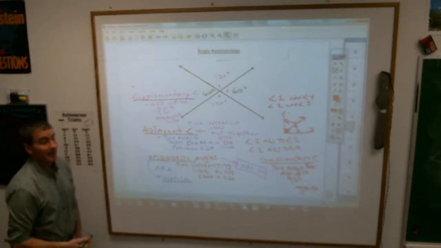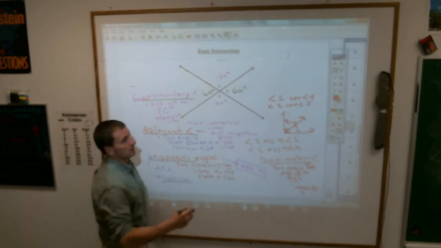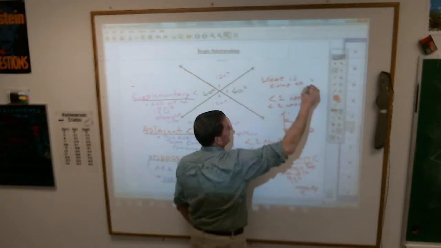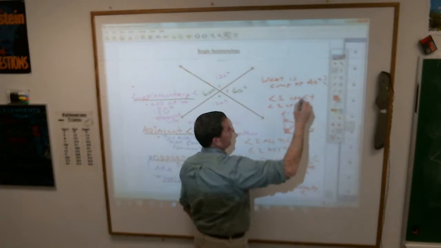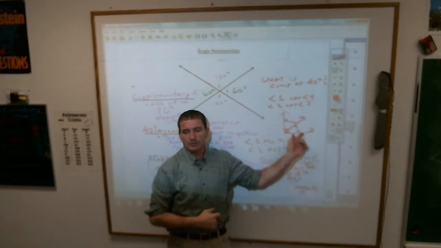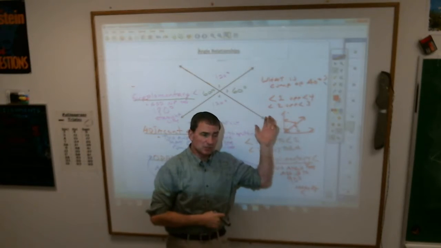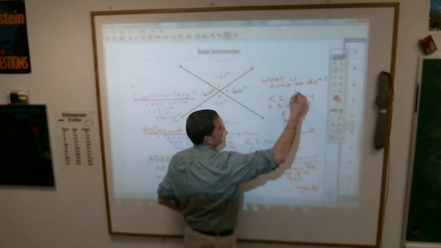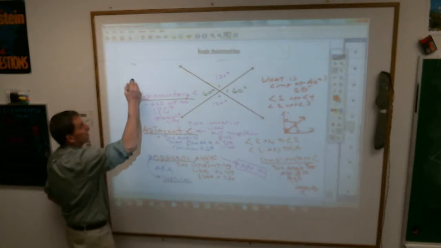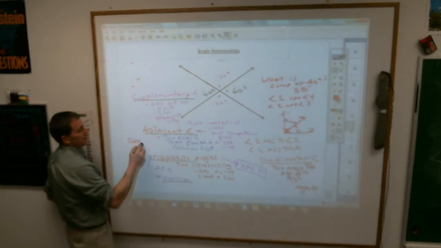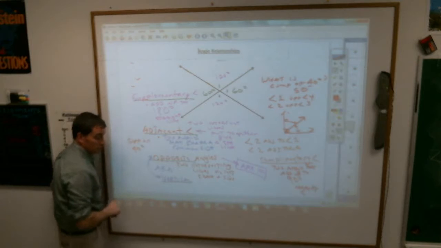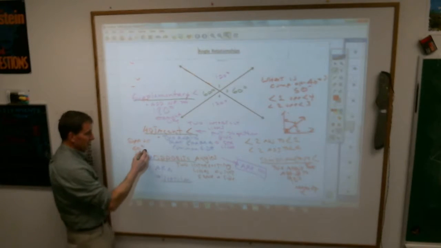Sometimes the book will ask you, what's the complement of 40 degrees? All they're asking you for is what angle, when you add it to 40 degrees, will give you a 90 degree angle. The complement of 40 degrees is 50 degrees. What would the supplement of 40 degrees be? The supplement of 40 degrees is just asking you what angle added to 40 degrees gives you a straight line.